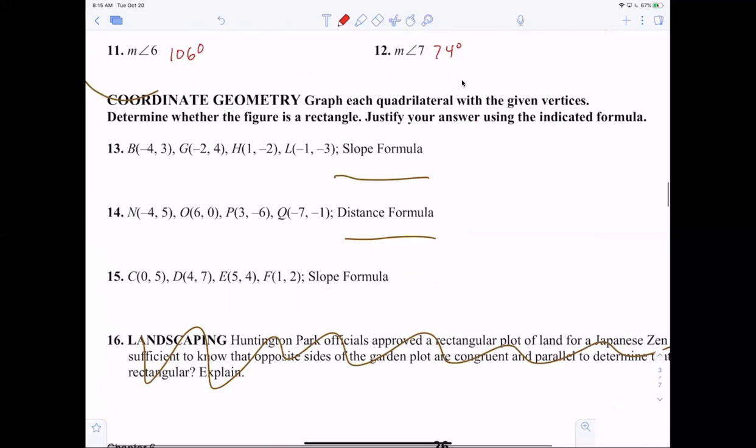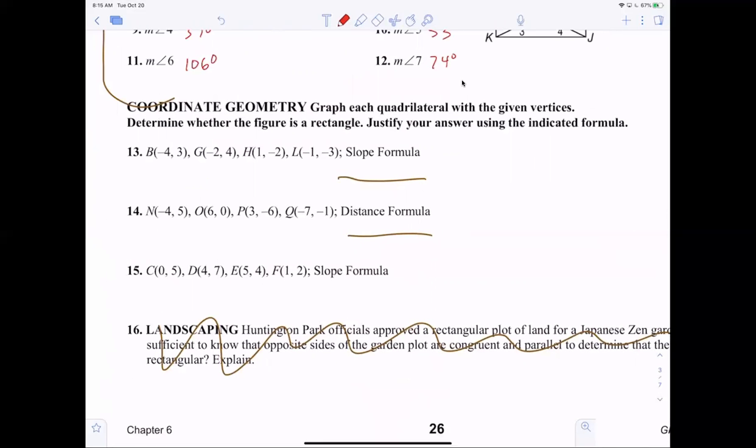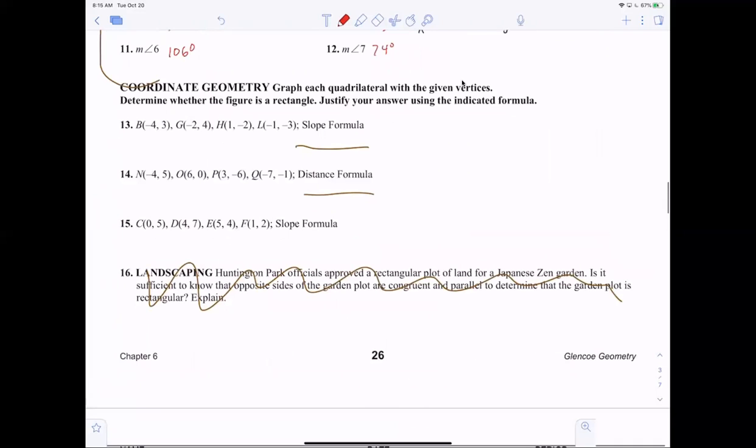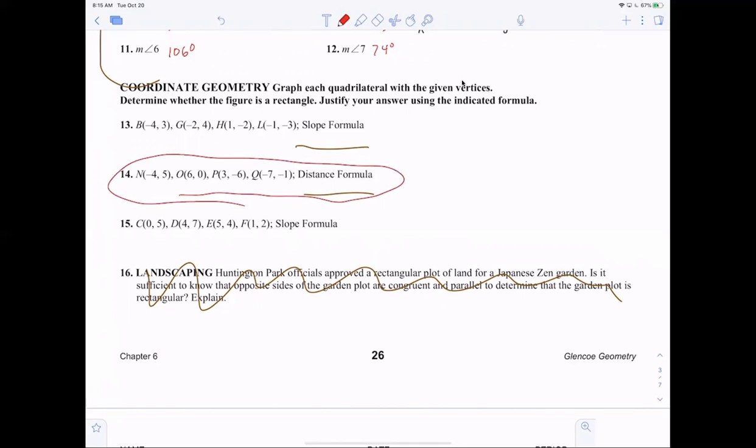All right. Now, these are the ones sometimes that are troubling. Does anybody need me to spend time on 13, 14, or 15? Go ahead. Which one? Anybody? Which one? 14? Does anybody need me to do 13? Slopes? All right, so the distance formula, what are we trying to prove? We're trying to prove that the diagonals are what? Congruent. If the diagonals are congruent, it is a rectangle. Agreed? All right, so here we go.